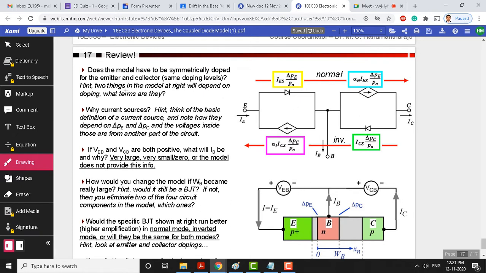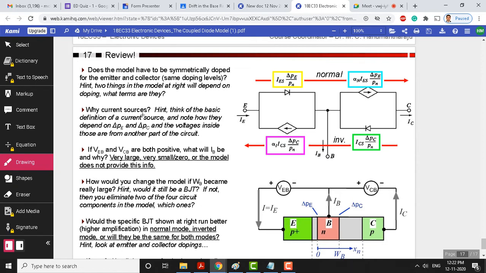Okay, so just prepare for all these questions here. The first question would be, does the model have to be symmetrically doped for the emitter and the collector? I mean the same doping levels. Two things in the model at right will depend on the doping. What terms are they? So, just think about this. Okay. This will be the next quiz for you all.